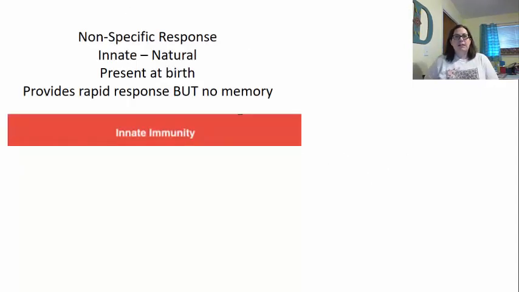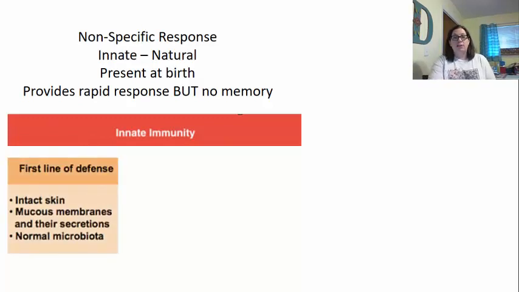So let's look at some of this innate immunity first. It's a non-specific response, meaning it's natural, meaning it's present at birth. This provides a rapid response, but there's no memory to it, so it doesn't remember what it's fought before. This is going to include, again, the first line of defense, which is going to be your skin, as long as it's intact, because if your skin is broken in any way, whether it's a cut or an abrasion or anything like that, it opens this up, and so the first line of defense doesn't work as well. The mucous membranes, as well as their secretions, as well as the normal microbiota.